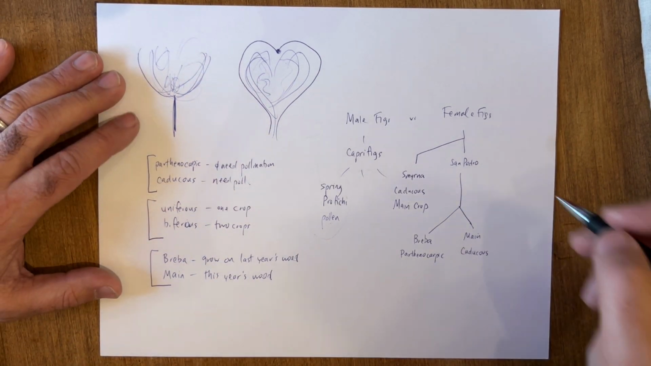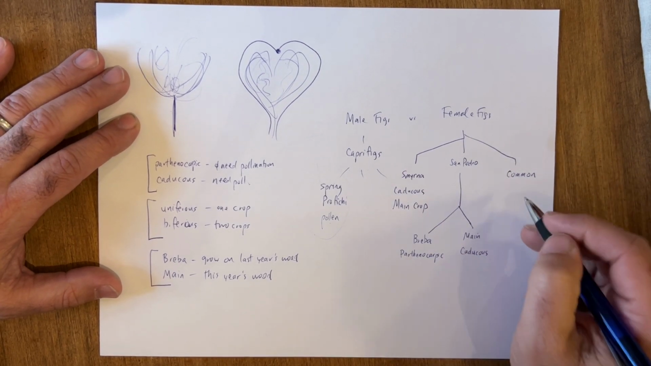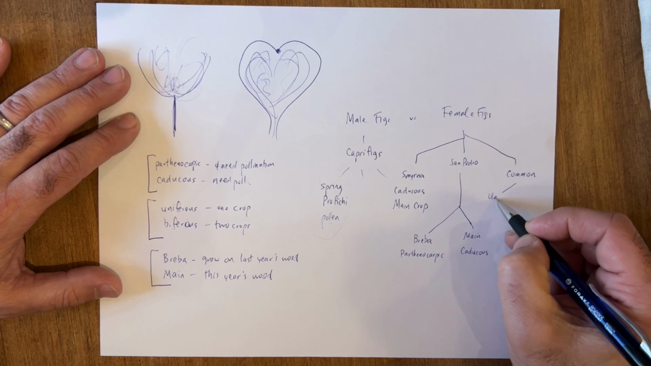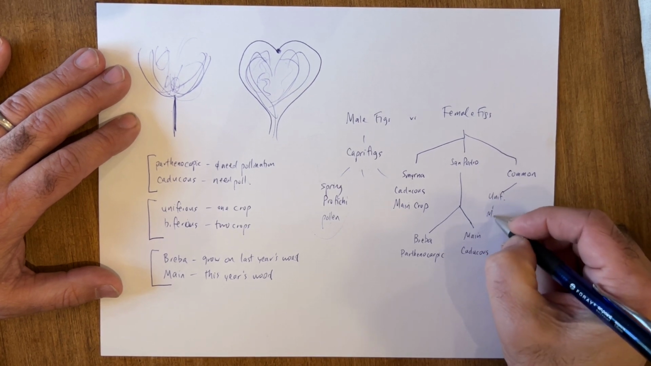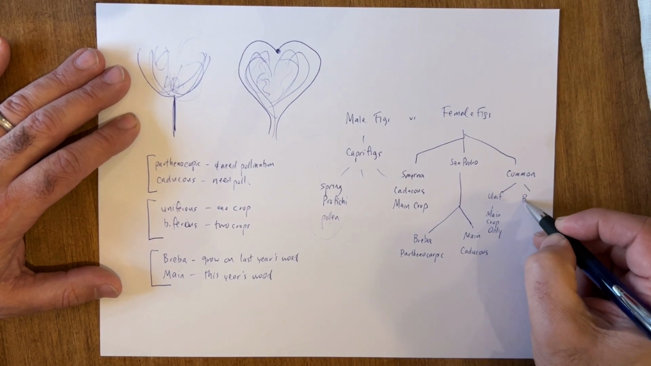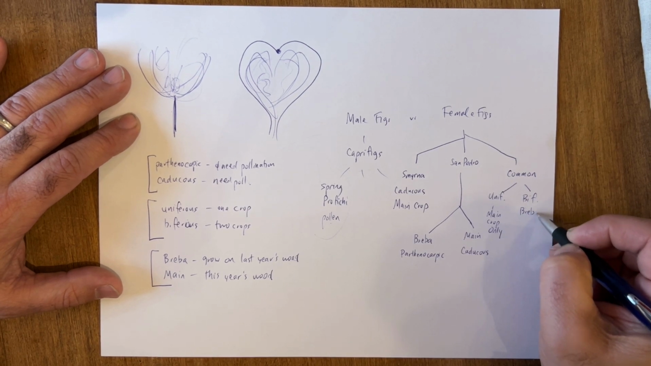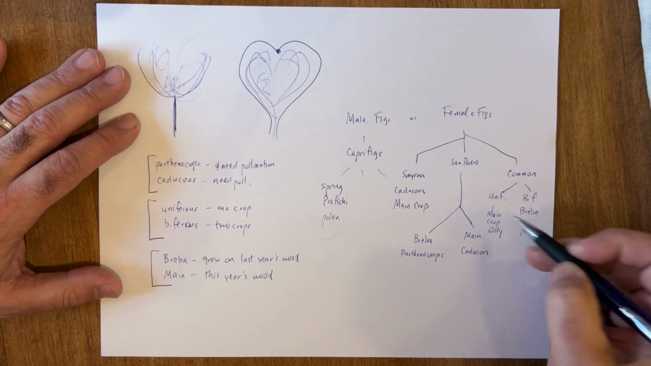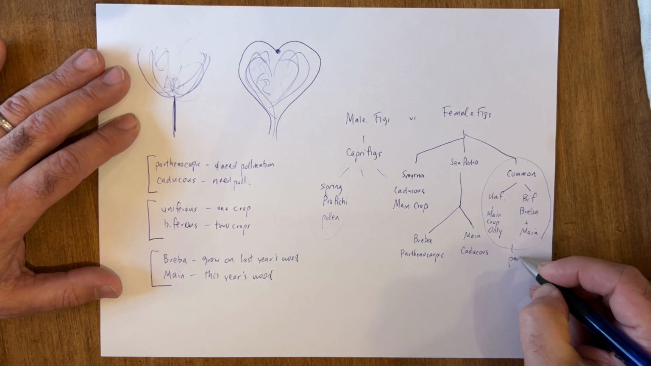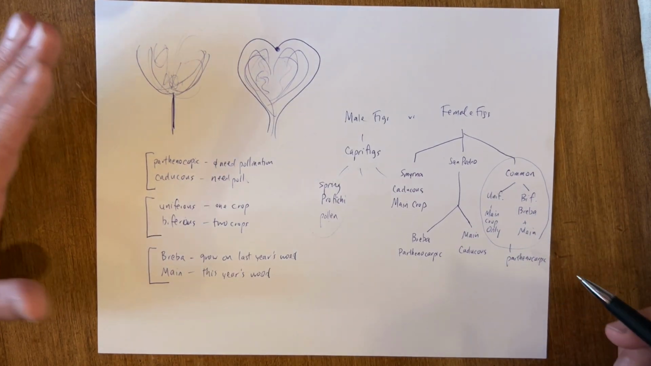The last distinction is common. And a common can be one of two things. Can be uniferous, so main crop only, or biferous, and that can give you Breba plus main. All of these are parthenocarpic. So common figs can grow in areas where there is no fig wasp.